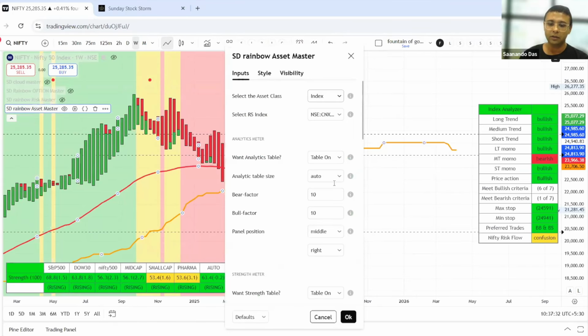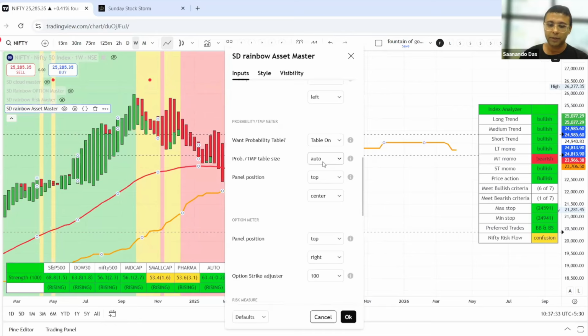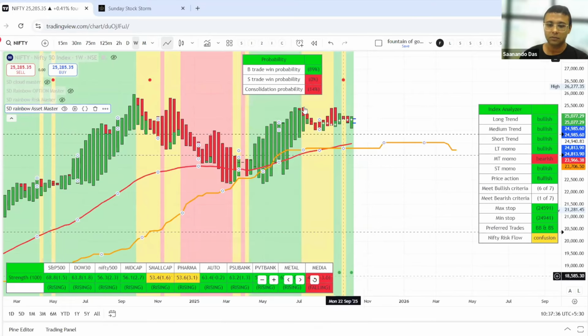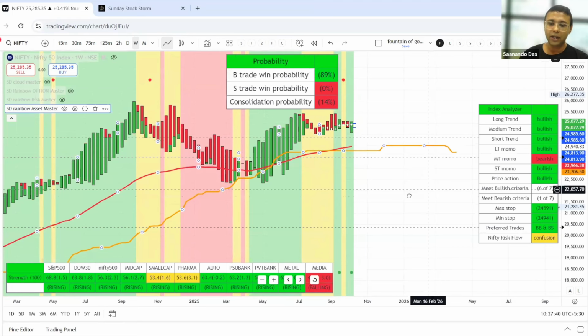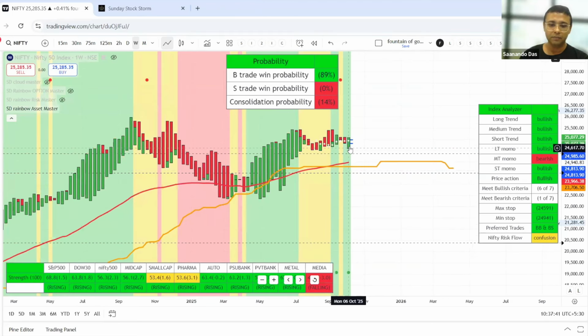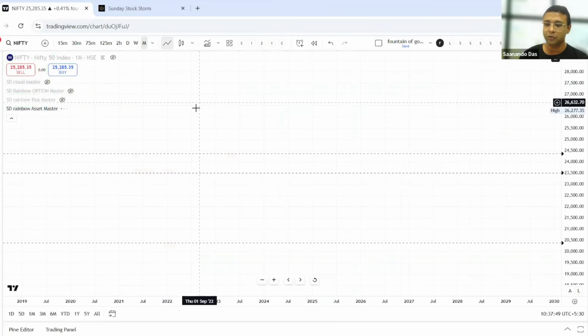The upper meter, if you are not able to see, let me make it bigger. We can see buy trade win probability is around 89%. I'll also take you to the monthly chart, which I think is significantly interesting now.